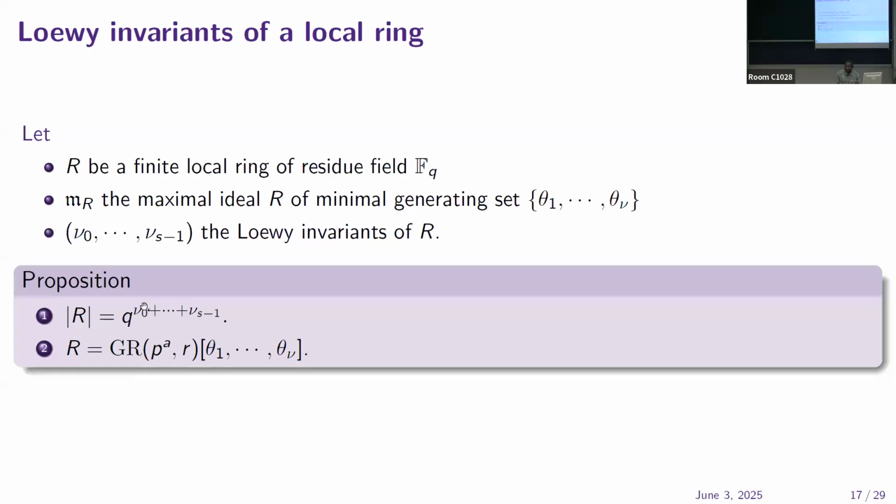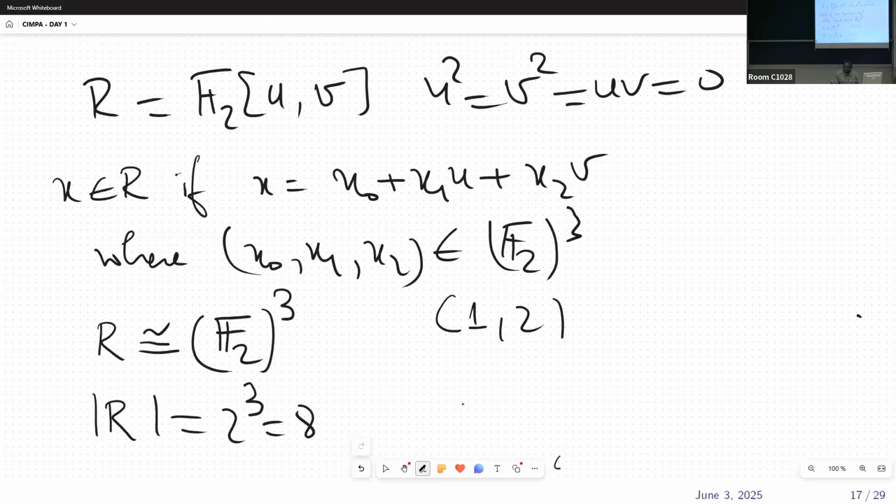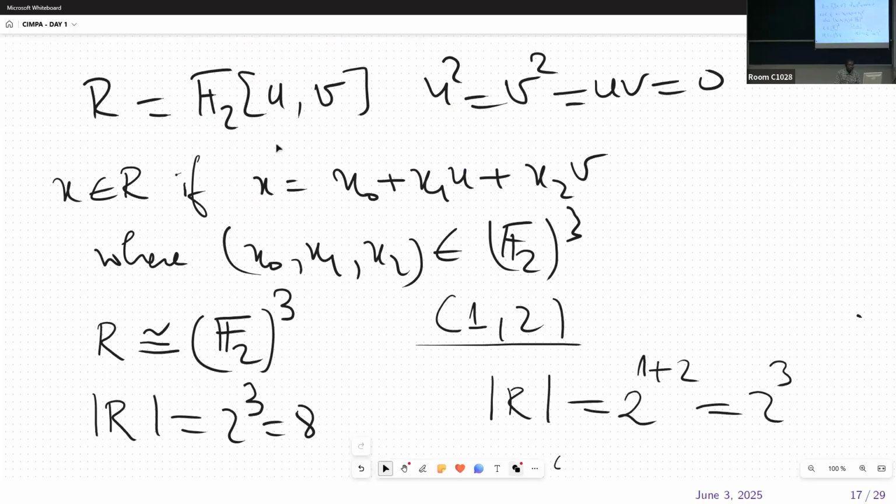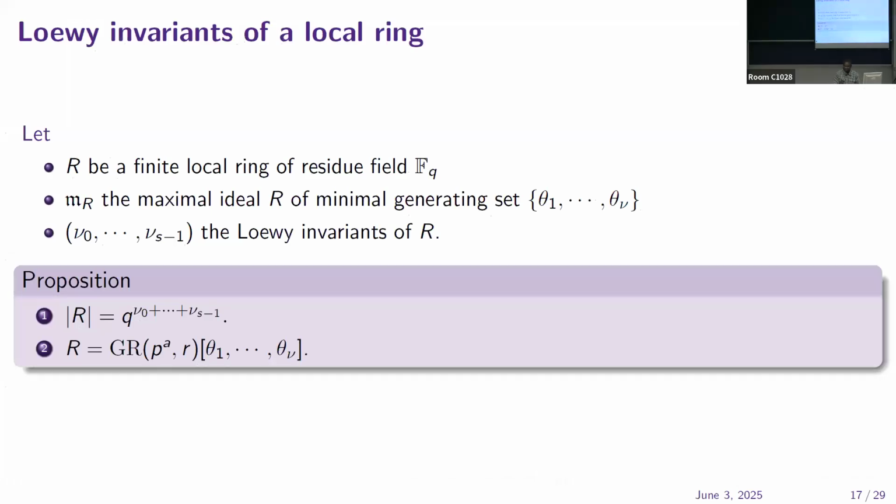The cardinality of the ring in our example equals q to the power of this sum. Here q is the cardinality of the residue field, and q is 2. So the cardinality is 8. This is how to compute the cardinality of the finite local ring.